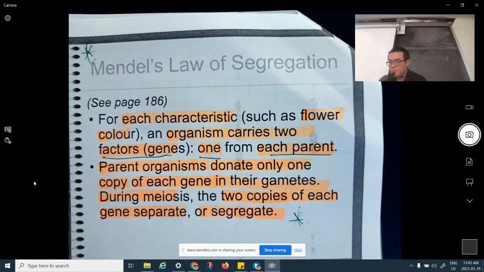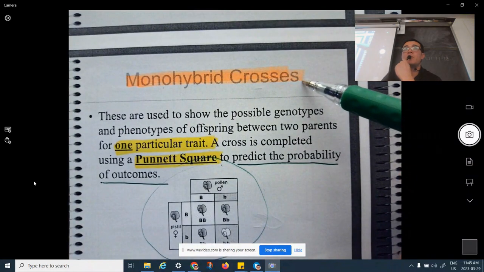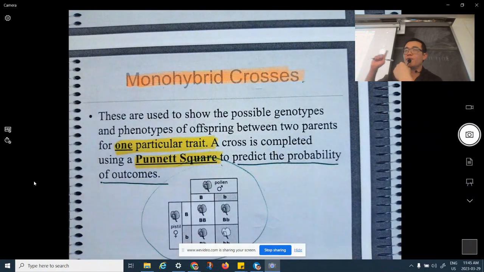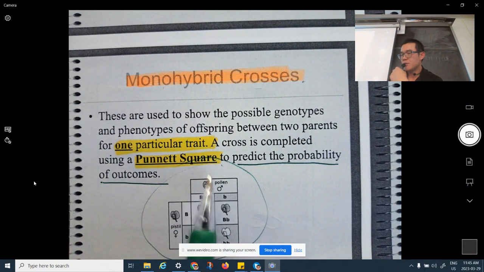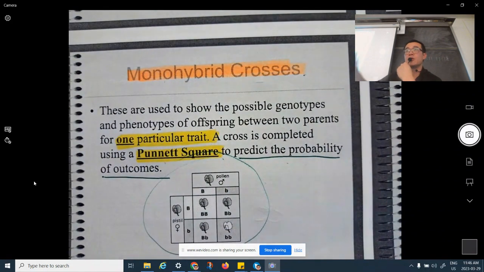Now, a couple of things. We're going to start off talking about monohybrid crosses. When we're talking about a monohybrid cross, we're just talking about one trait, crossing two parents on one particular trait. They're going to be relatively simple, like an on or off kind of scenario. Now, we're going to use these things called Punnett squares. The purpose of a Punnett square is to predict the probability of outcomes, in this case, the chance of the offspring having this particular trait.